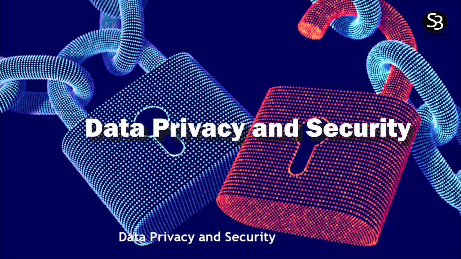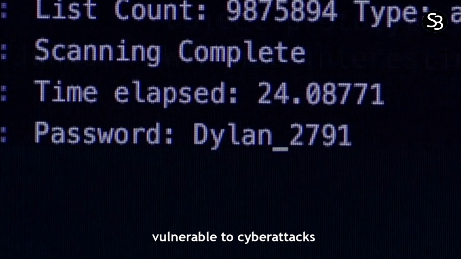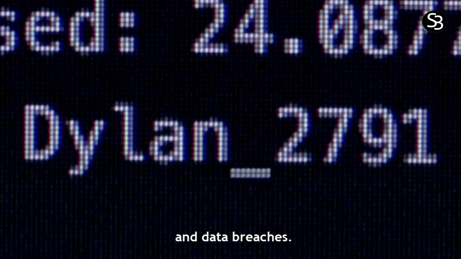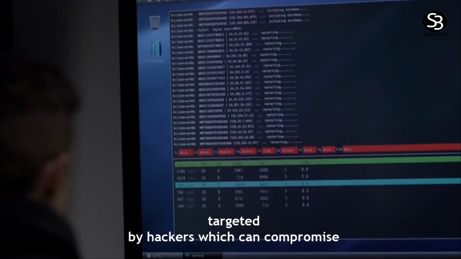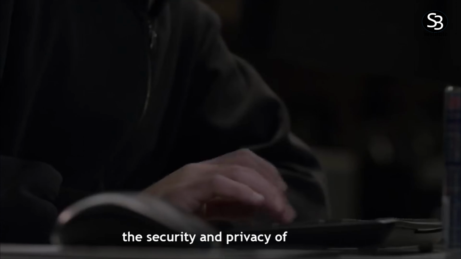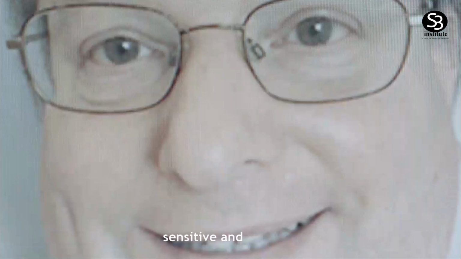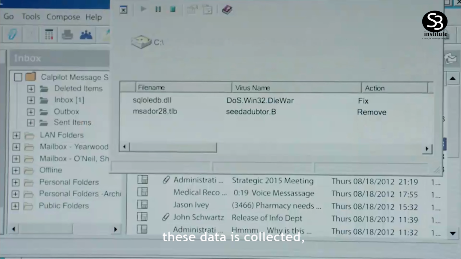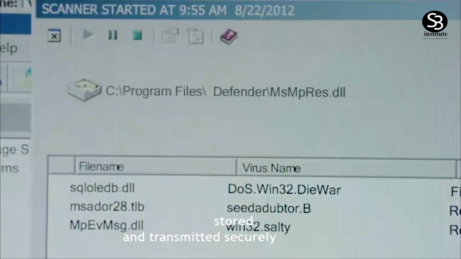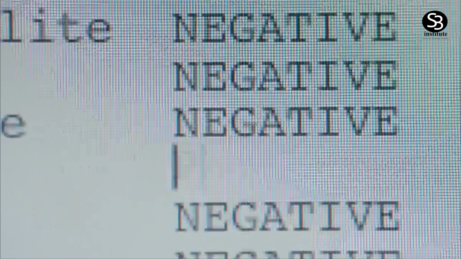Data privacy and security. IoT devices generate sensitive data which can be vulnerable to cyber attacks and data breaches. Cloud computing services can also be targeted by hackers, which can compromise the security and privacy of IoT data. IoT devices generate and transmit large amount of data which can be sensitive and personal. It is important to ensure that these data is collected, stored, and transmitted securely to prevent unauthorized access or breaches.